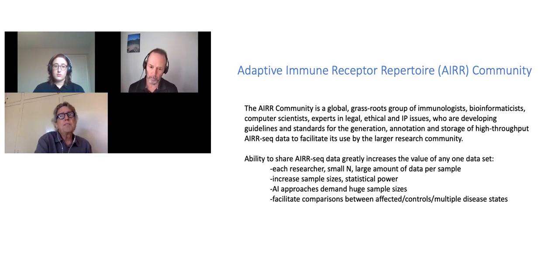So finally, this brings us to the Adaptive Immune Receptor Community. It was formed and motivated to say, okay, how are we going to share these data? Come up with common ways to describe how we produce the data, common formats to store the data. The AIRR community is basically a bunch of immunologists, immunogeneticists, bioinformaticists, experts in IP and consent and legal issues come together to try to learn how to share these data in an interoperable manner.